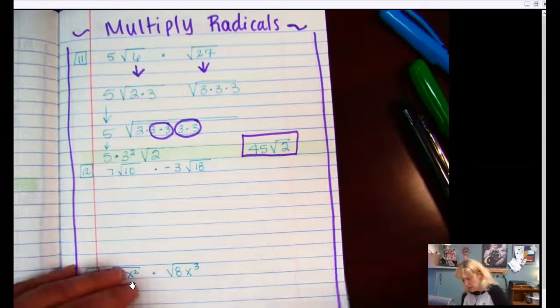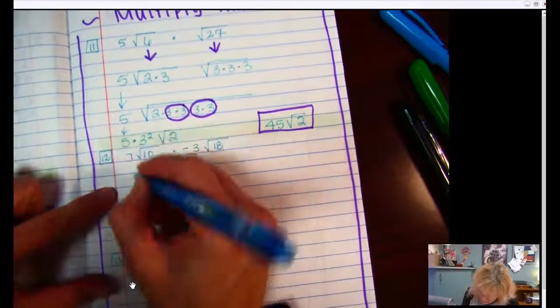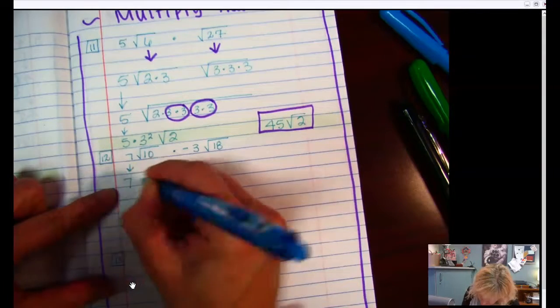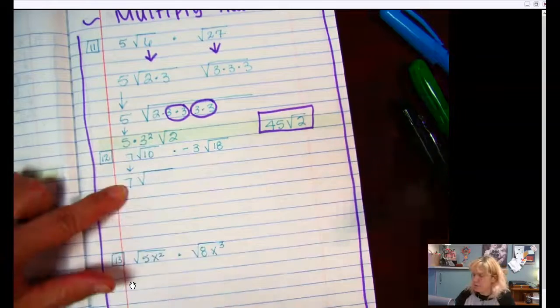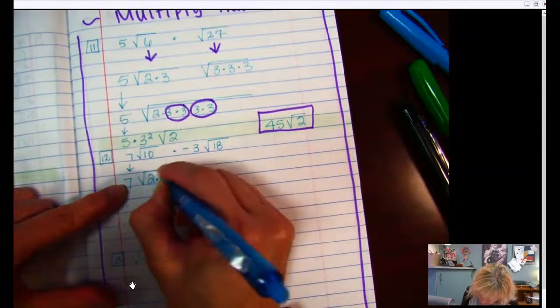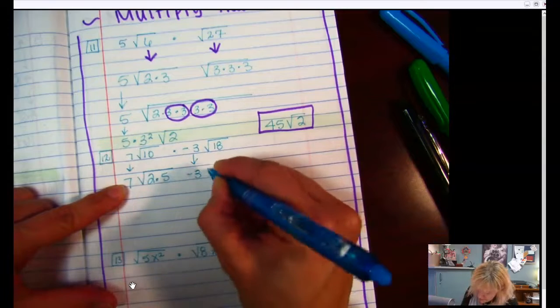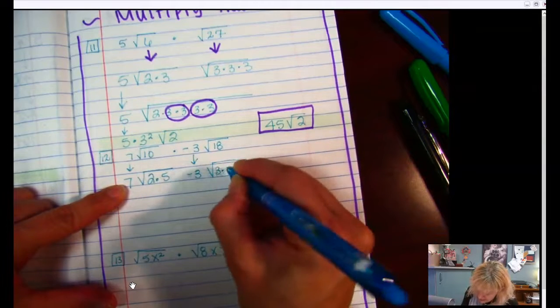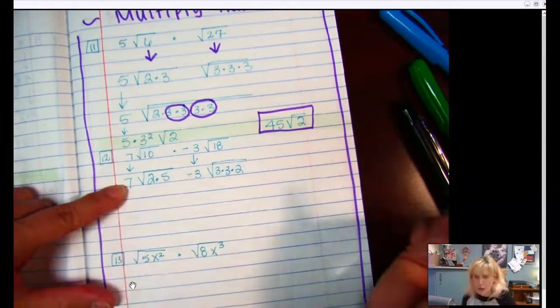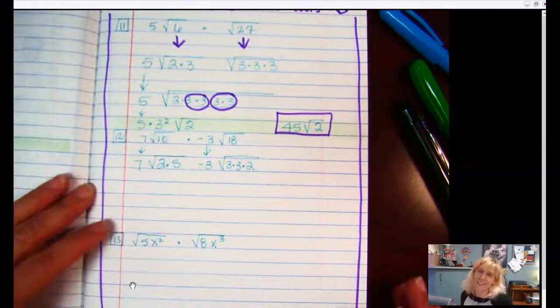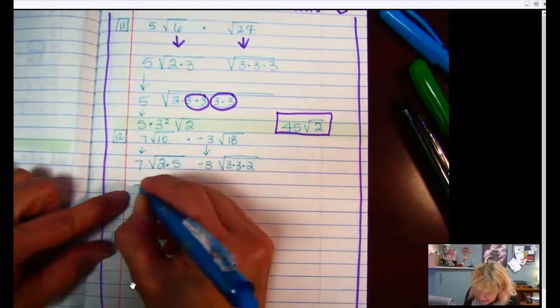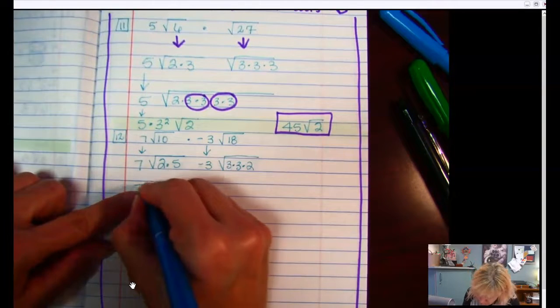All right, so let's go ahead and take a look at the next one. I'm going to bring down the 7, and I'm going to factor 10. 10 is 2 times 5. I'm going to bring down the negative 3. I'm going to factor 18, and 18 is 3 times 3 times 2. So look, I'm putting my outside numbers together. So I'm going to write 7, and then that negative 3 is going to go right here.